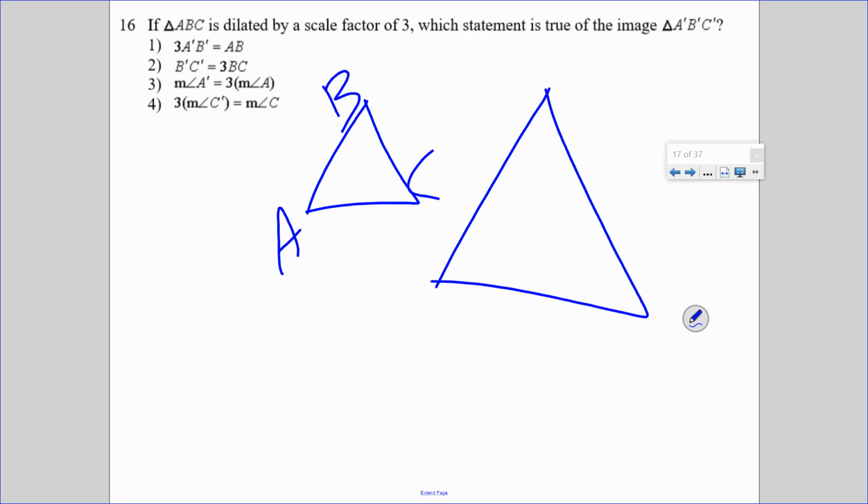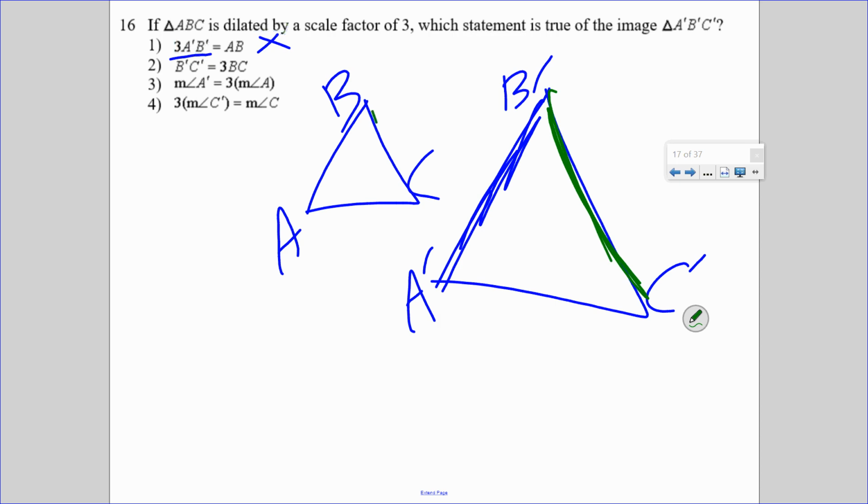ABC, A prime, B prime, C prime. Which statement is true of the image? Is 3 times A prime, B prime equal to AB? Is 3 times the bigger one equal to the smaller one? No.